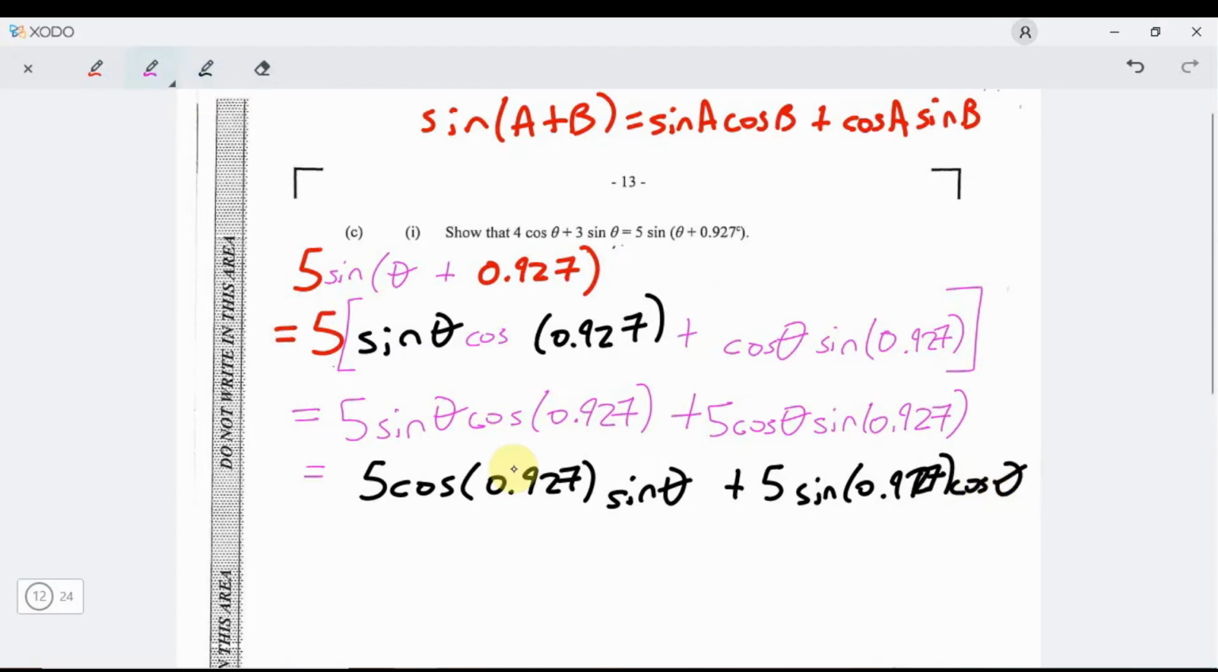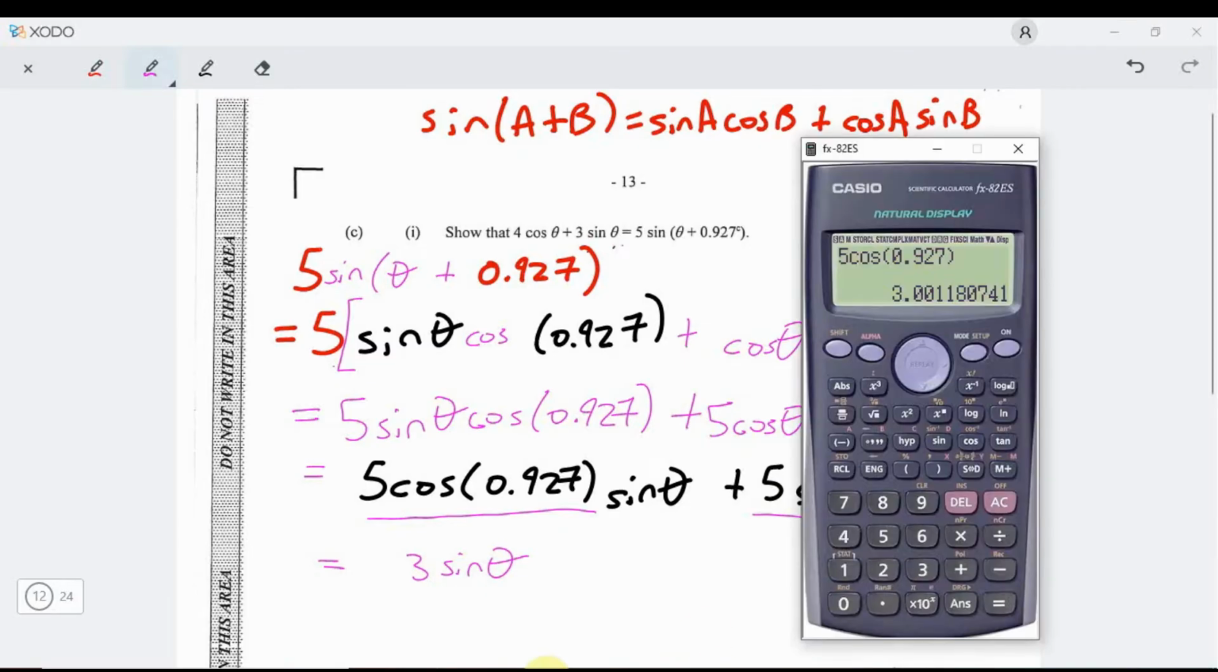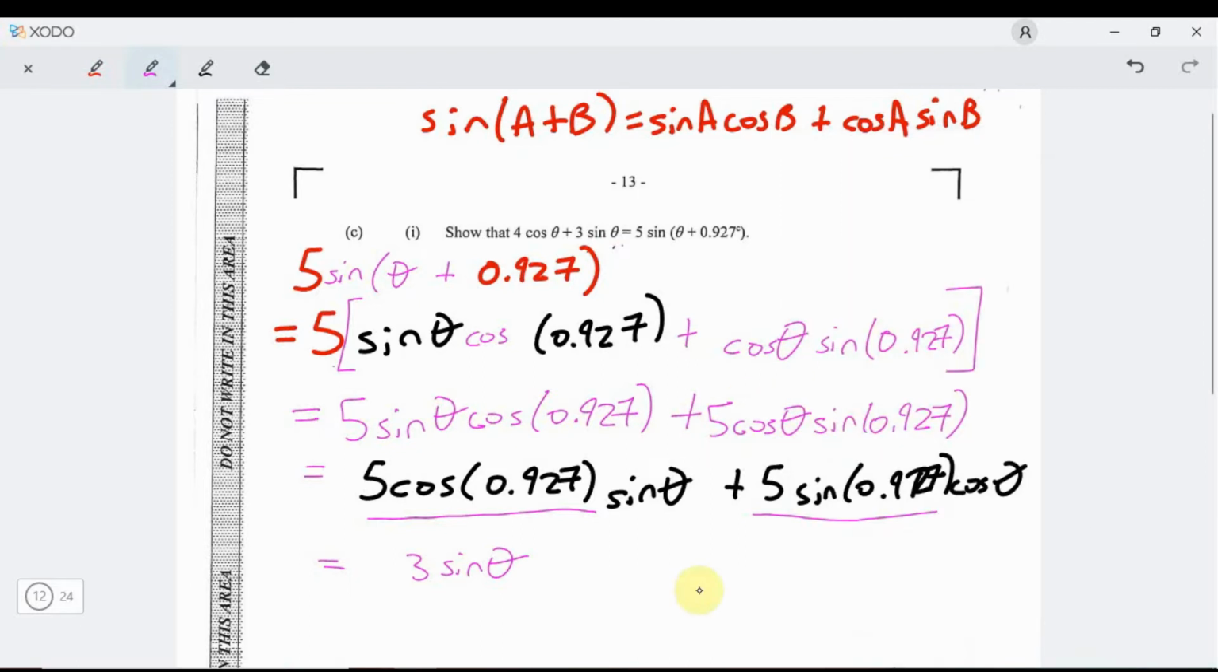Then we're telling them that this piece will work it out in our calculator, and this piece gave us our 3 sine theta. And then this piece, when you put in 5 sine of that in a calculator, you get your 4. So tell him that is plus 4 cos theta, and you can flip it around now and say this is indeed 4 cos theta plus 3 sine theta.